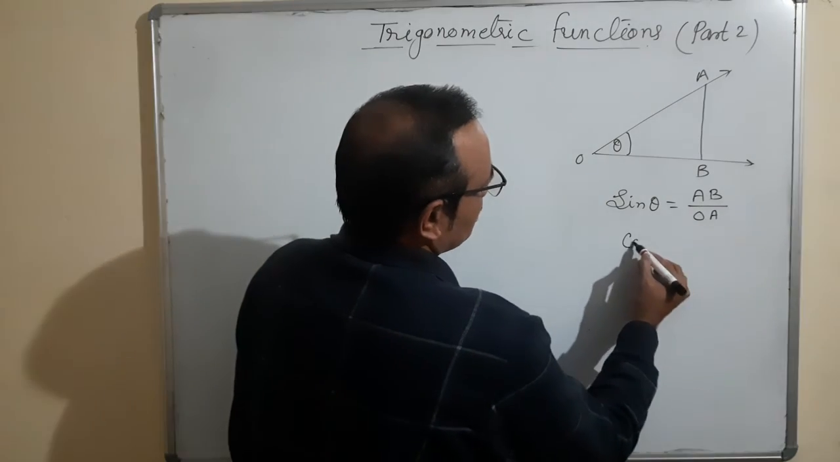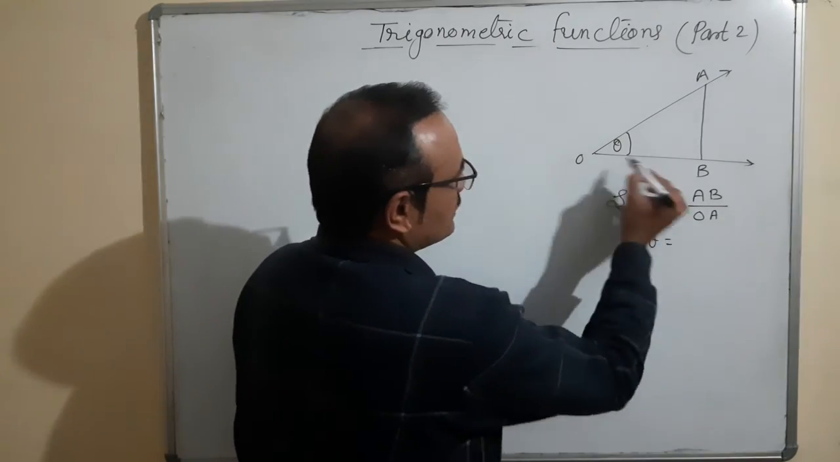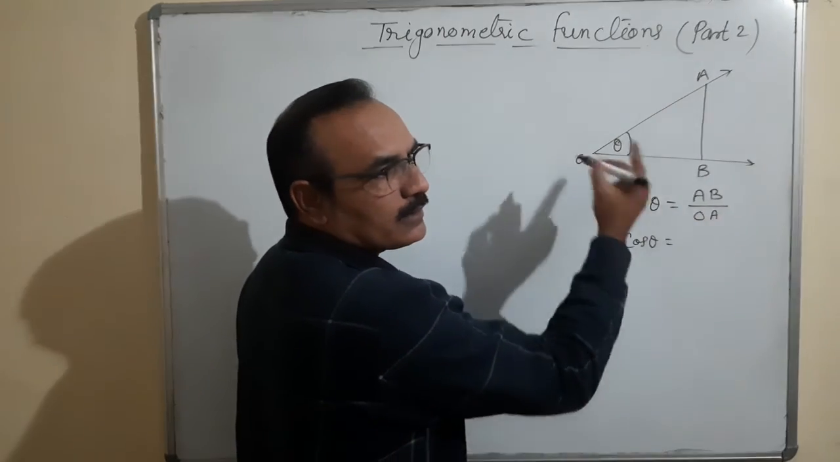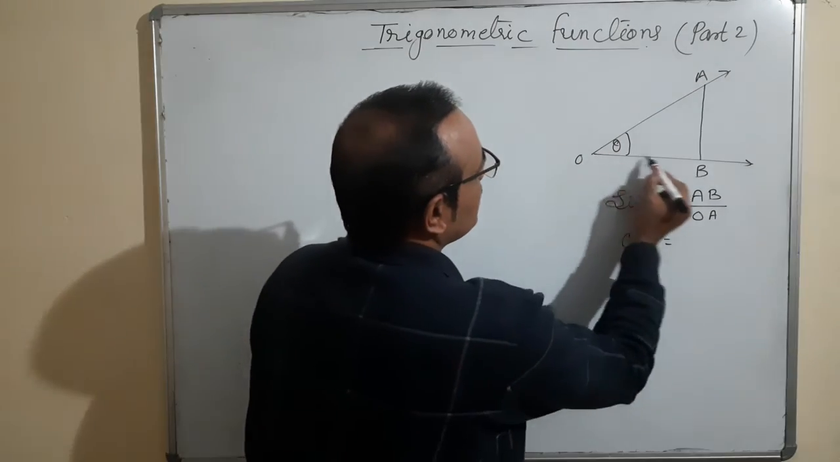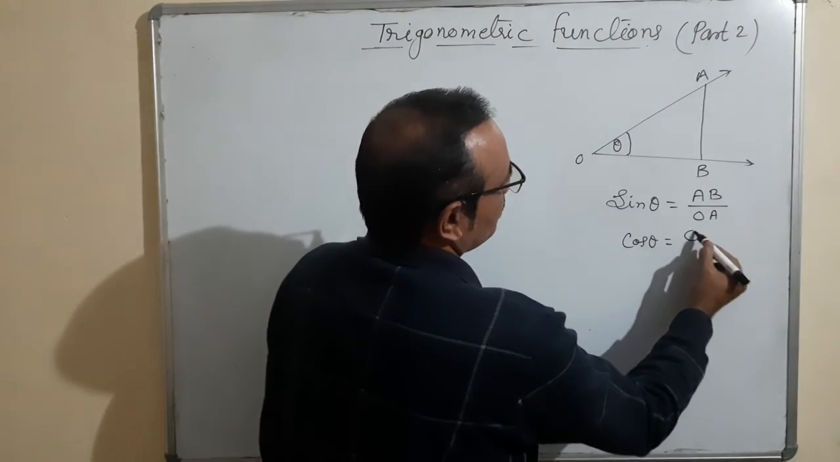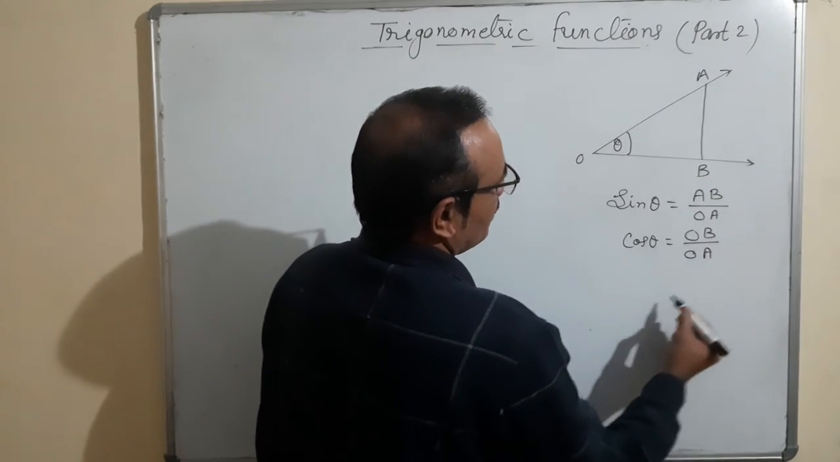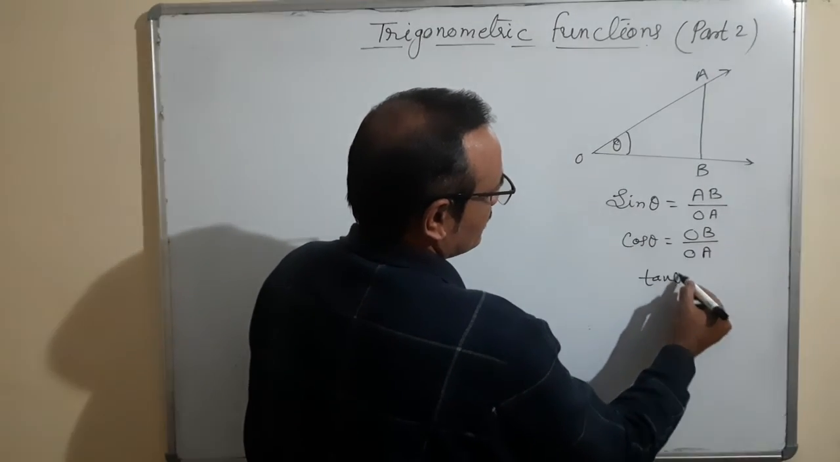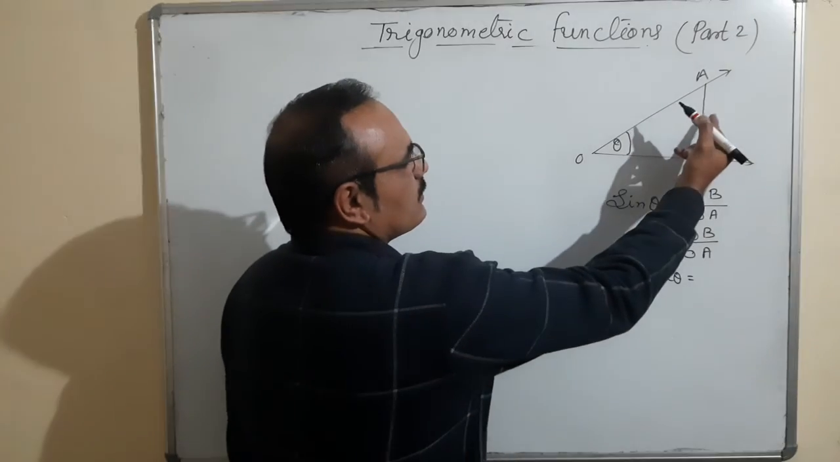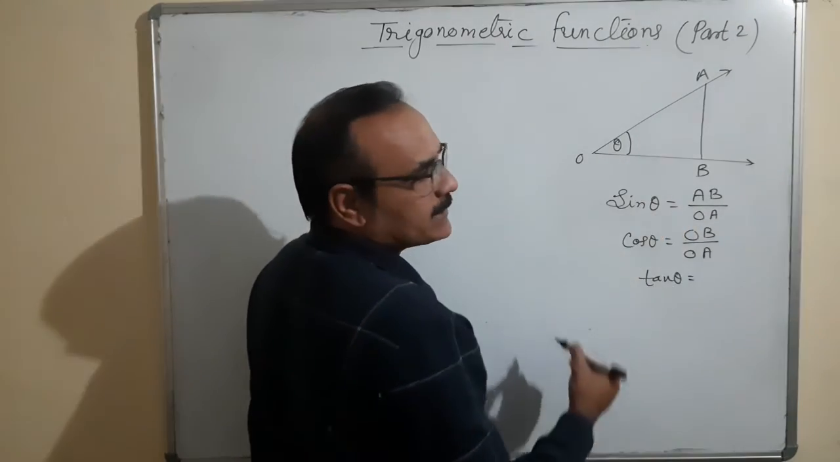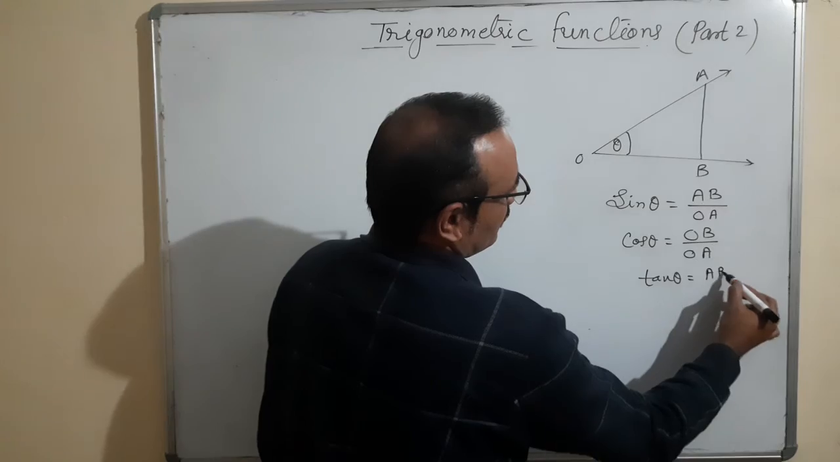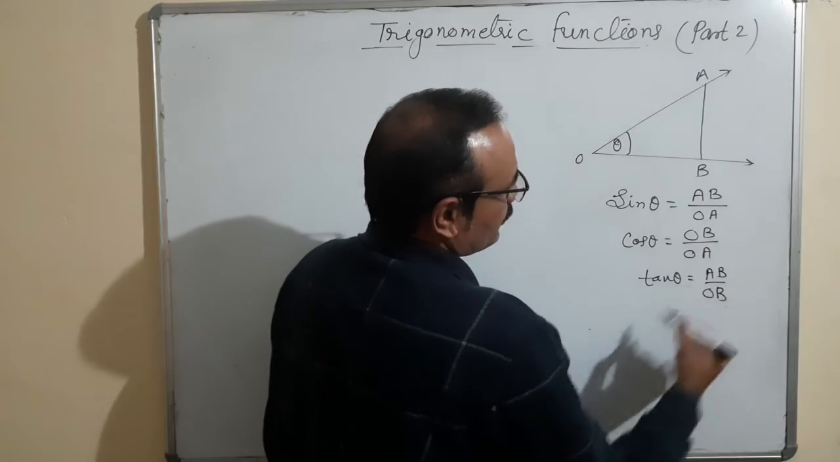Cos theta is the adjacent side to theta upon the hypotenuse. The adjacent side of theta is OB, upon hypotenuse OA. And tan theta is the opposite side upon the adjacent side, AB upon OB. Is it okay?